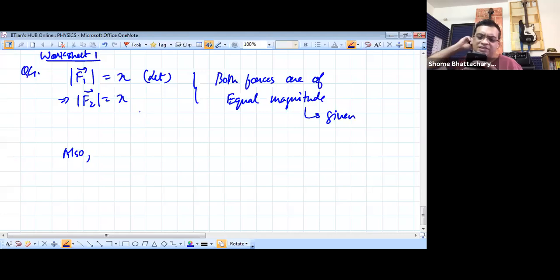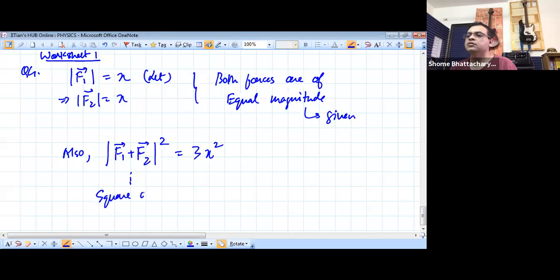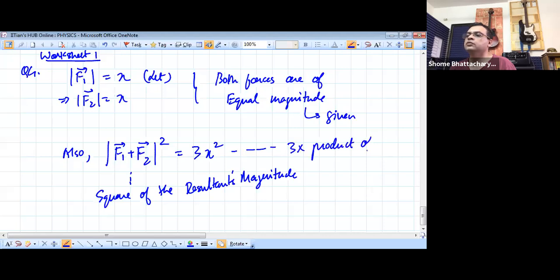the square of the resultant's magnitude is 3 times their magnitude's product. So what is the resultant of the force? F1 plus F2. So what is the magnitude of the resultant? This thing. So what is the square of the resultant's magnitude? It is this, and that is equal to 3 times the product of the magnitudes. Okay, so this is the square of the resultant's magnitude, and that is equal to how much? 3 times the product of their magnitudes.